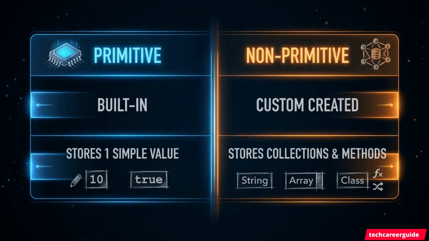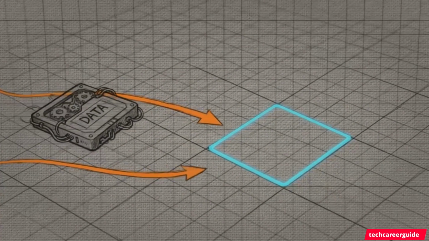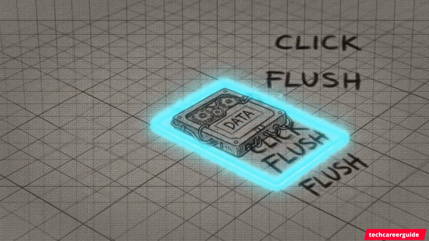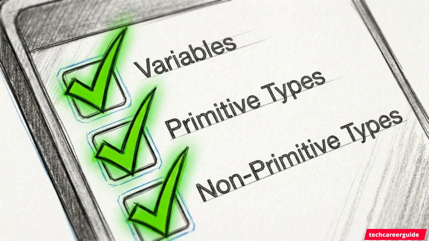Let's look at a side-by-side comparison so you can choose the right tool for the job. First, origins. Primitives are built directly into Java, while non-primitives are custom created by you, the programmer. Next, capacity. A primitive holds one simple value. A non-primitive stores collections of data and can perform tasks. Selecting the correct container helps your program run with minimal overhead, preventing the system from searching through empty space. You now have the foundation to structure and manage any data you encounter in Java. These 3 topics are the bedrock of your coding knowledge.